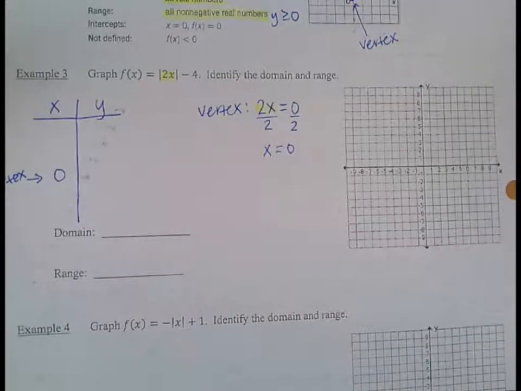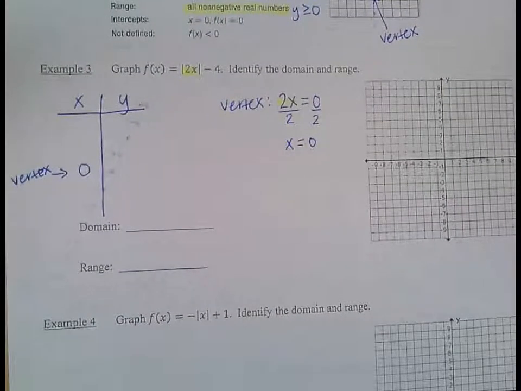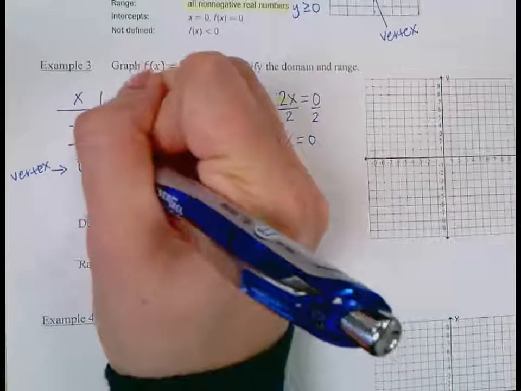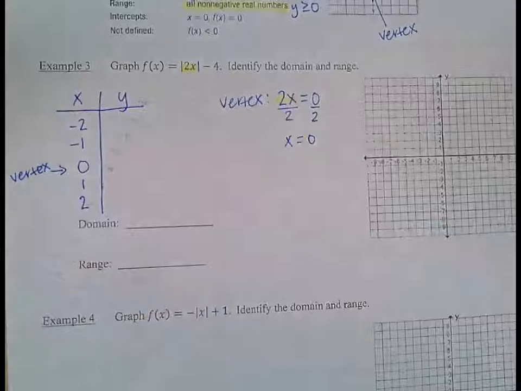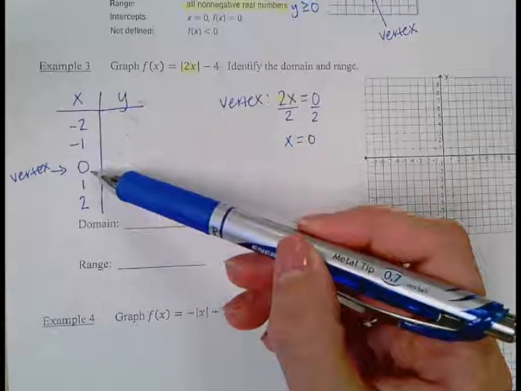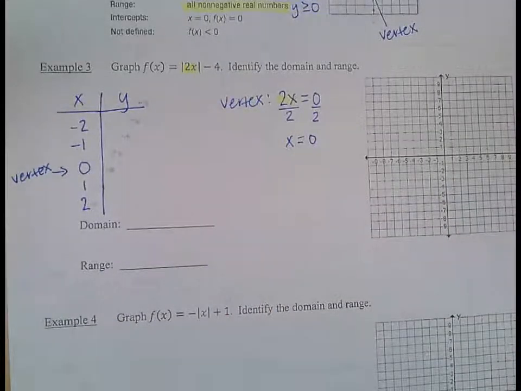And then I can choose a couple of x values on either side. So I might choose -1, -2, and then +1, +2. Because otherwise, if you're just picking x values, you might not get your vertex value in there, and then it'll appear like you just have a line, which it shouldn't just be a line. So knowing where that vertex is is helpful.